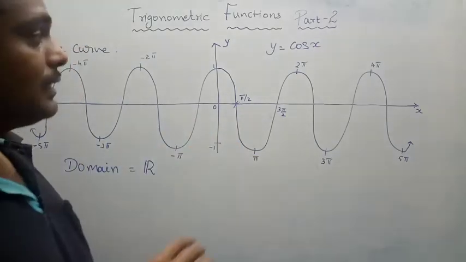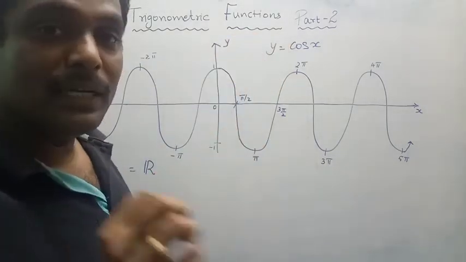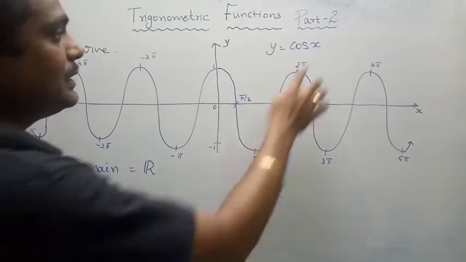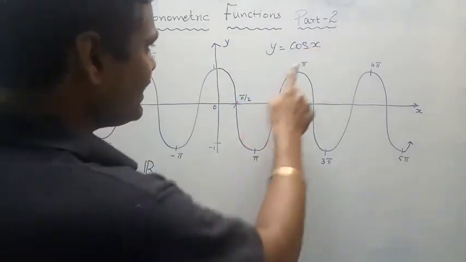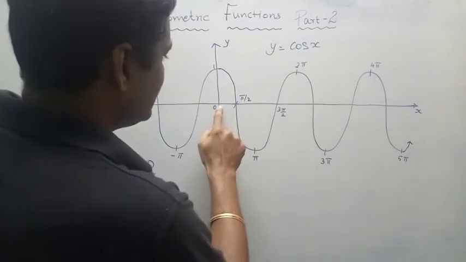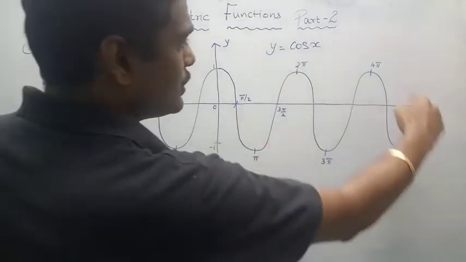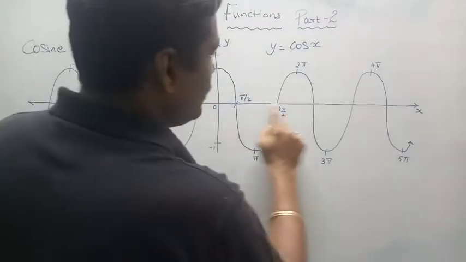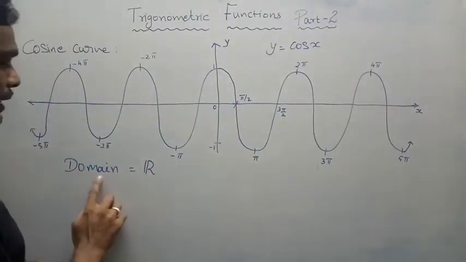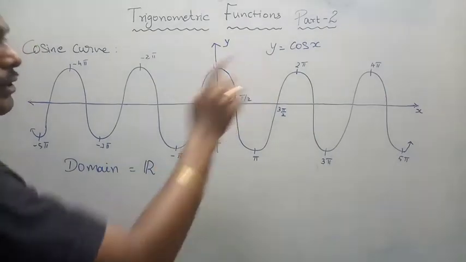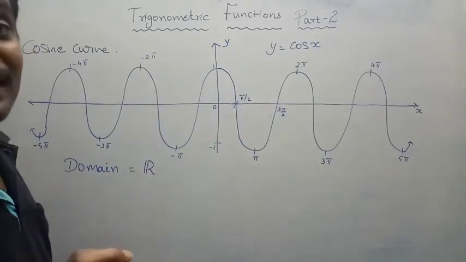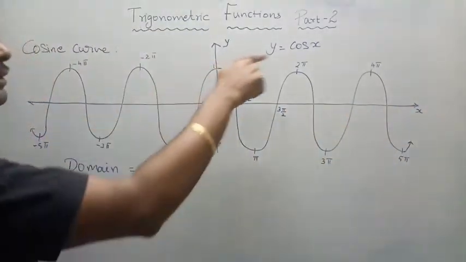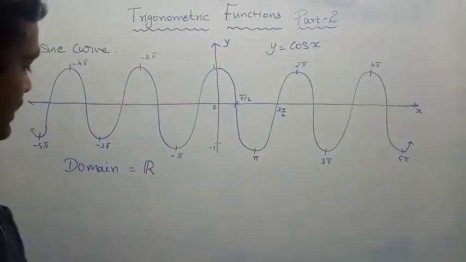How am I telling that the cos x curve has a real domain? Because what is meant by domain? Domain is the set of x values. Here for the cosine curve, when you see, the curve goes on till infinity, okay. So it takes all your x values. So completely, the domain of cos x is the set of all real numbers. For all your x values, your output exists.